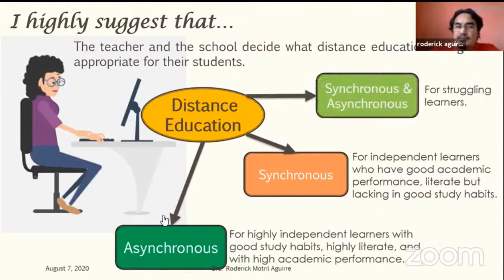But, ano naman yung mga estudyante na talagang struggling learners? Hindi kaya lang ng synchronous yan. Dapat may mga additional activities for independence. So dapat synchronous at saka asynchronous. Combination of both. So sana ganito po ang ginawa natin na pag-decide.